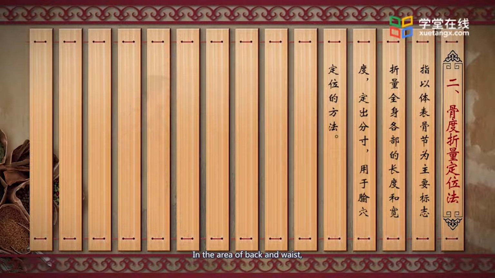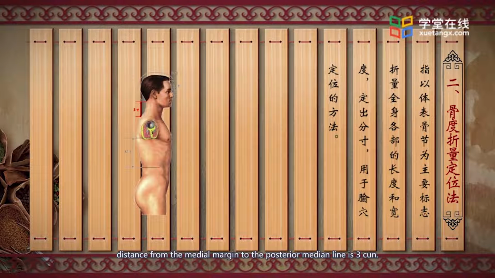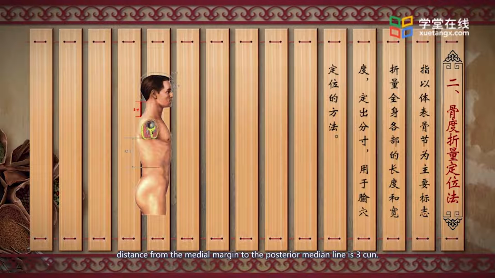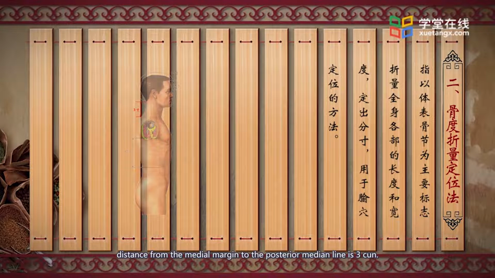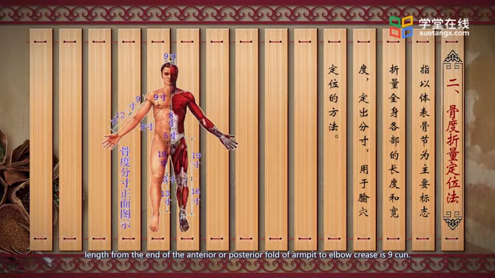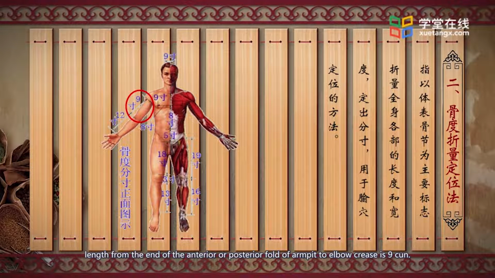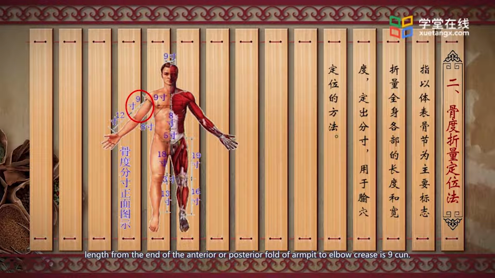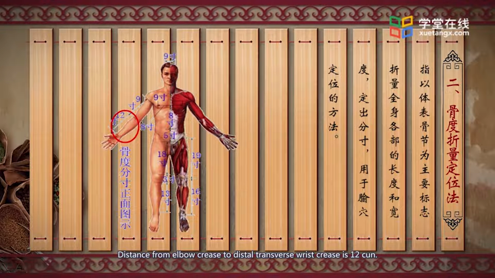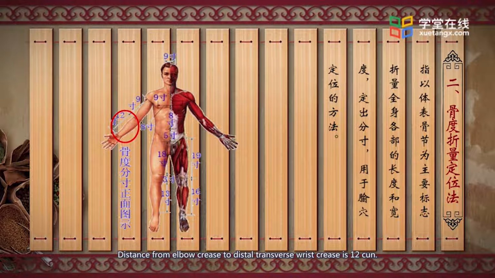In the area of back and waist, distance from the medial margins of the scapula to the posterior midline is 3 cun. In upper limbs, length from the end of the anterior and posterior fold of the armpit to the elbow creases is 9 cun. Distance from elbow creases to distal transverse wrist creases is 12 cun.